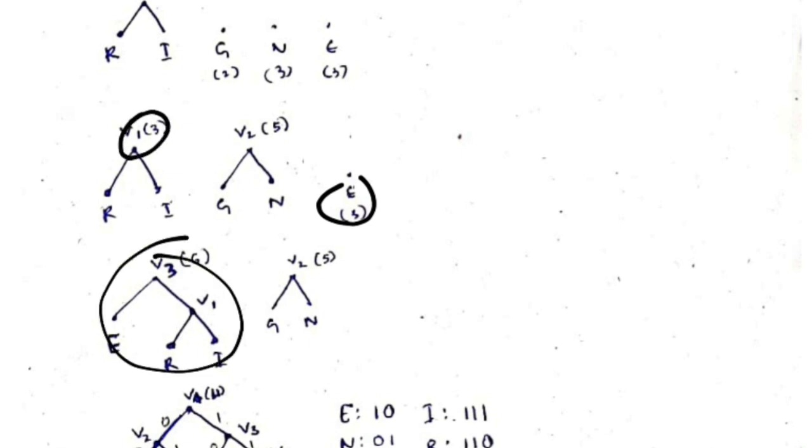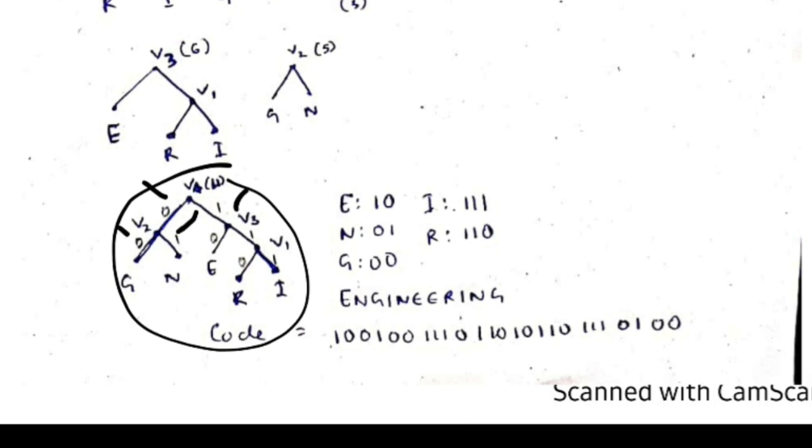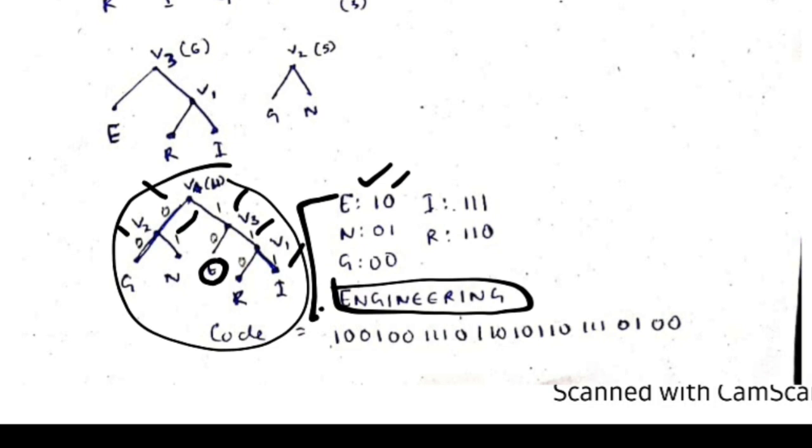And then we have the least 2, which is 3 and 3, so we'll merge them together, and then we'll merge these both at the end. So we'll get the final tree as this one. Now the left part will be 0 and the right part will be 1. In that way, for each letter we will calculate the code and write the word engineering by substituting the values of each of these letters.